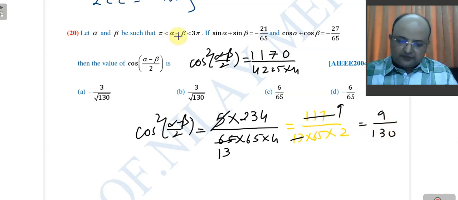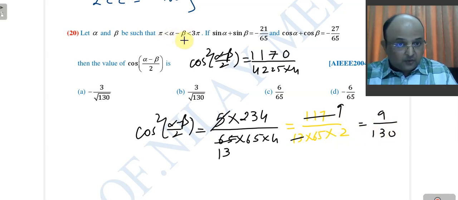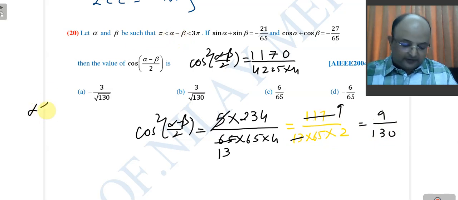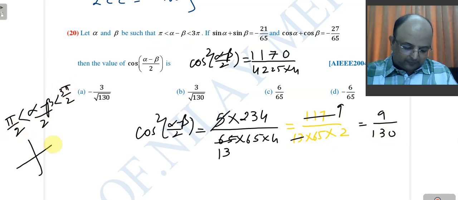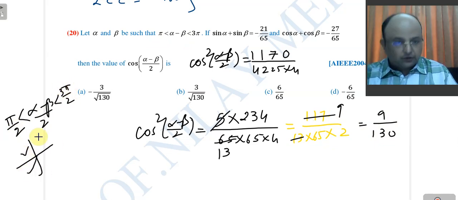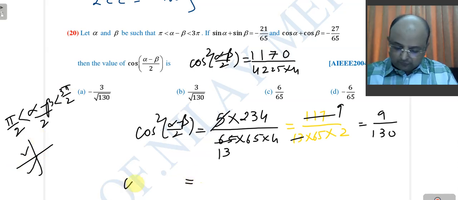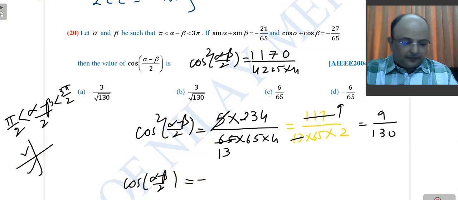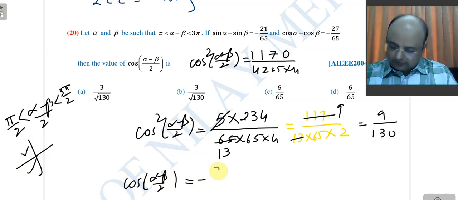But alpha minus beta, oh, careful. Alpha minus beta lies between pi and 3 pi. So (alpha minus beta)/2 lies between pi by 2 and 3 pi by 2. That means either we are in second quadrant or third quadrant. In both the quadrants your cos is negative. So when we take square root, that cos (alpha minus beta)/2 will be negative. It will be minus 3 upon root 130.